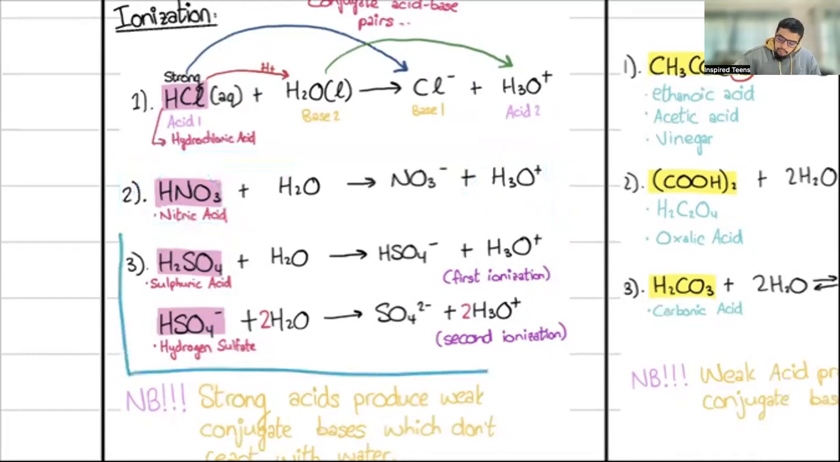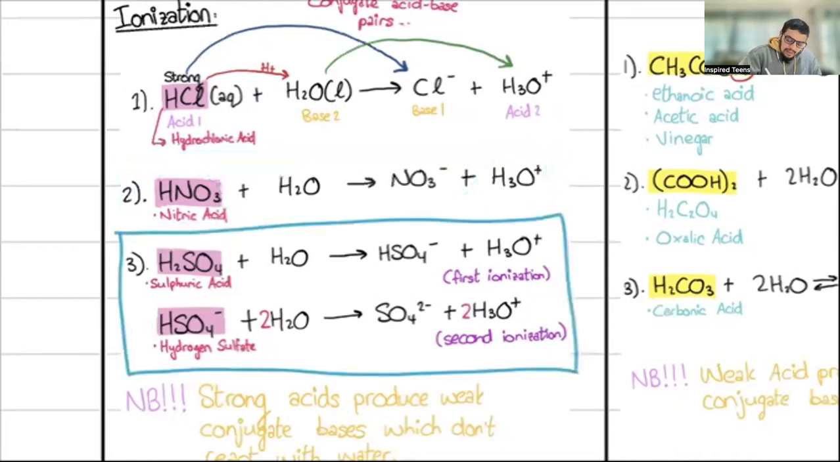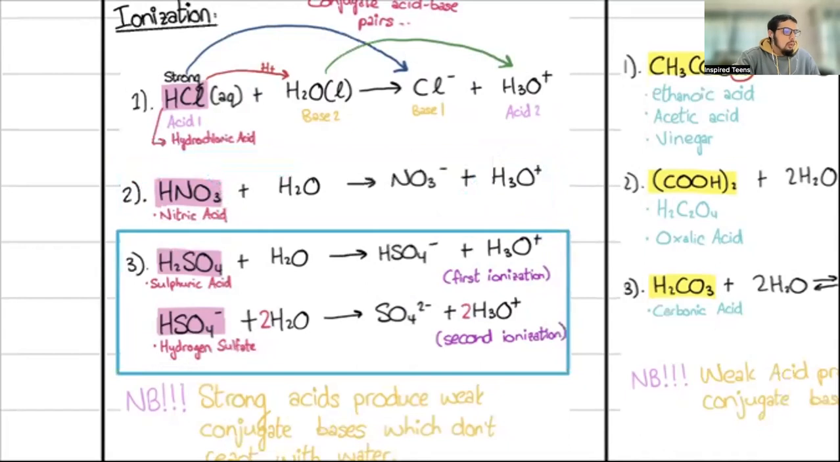Now let's look at the next one. This one is important and slightly different. Why is it slightly different, you ask? That is because here we have a single hydrogen, here we have a single hydrogen, and here we have two hydrogens. So in the first two we have one hydrogen, but in the last one we have two hydrogens, H2SO4.